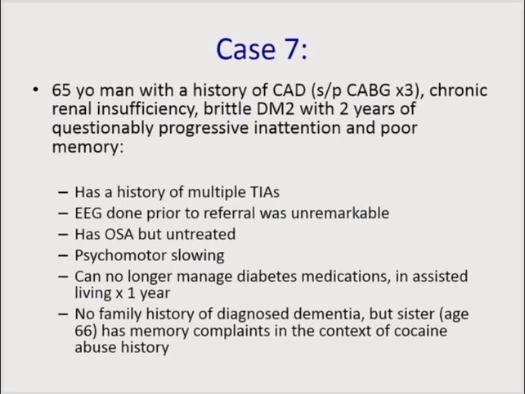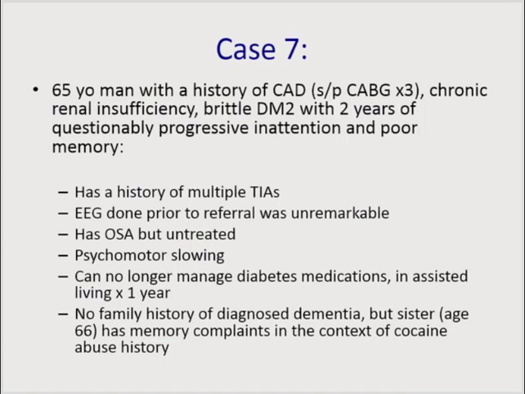The last case I'm going to show you is a 65-year-old man with a history of coronary artery disease, a lot of medical comorbidities. He'd had a CABG already, even though he was quite young. He had brittle diabetes. He had 2 years of questionably progressive inattention and poor memory. He had multiple TIA-like episodes. His EEG had been checked and was unremarkable. He had OSA but was untreated.